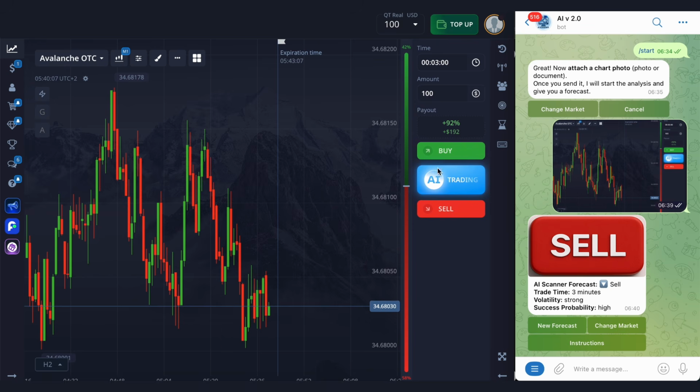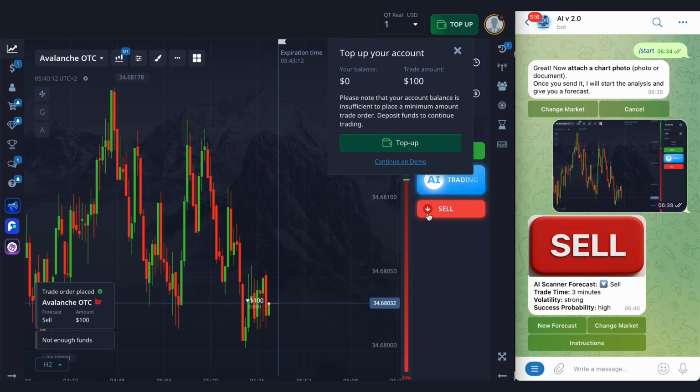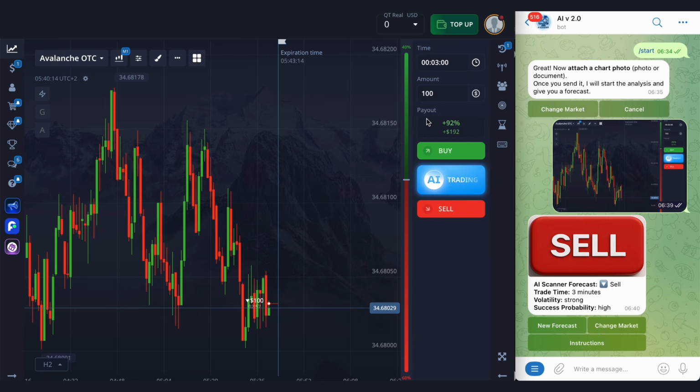Ladies and gentlemen, let's go ahead and execute a sell order for this trade. Our timer is already on 3 minutes and selling. Holding on tight to see how this plays out. We are risking 100%, our account balance, that is $100 on the line. This is predicted by our AI screener to be a 3-minute sell, with a strong volatility level and a success probability set to be high as well.